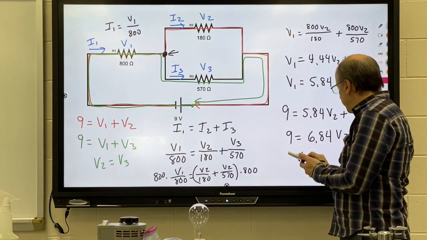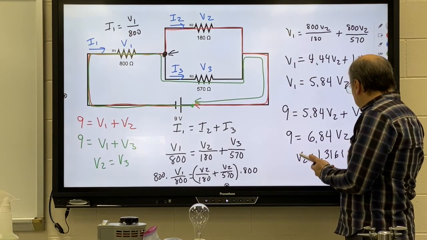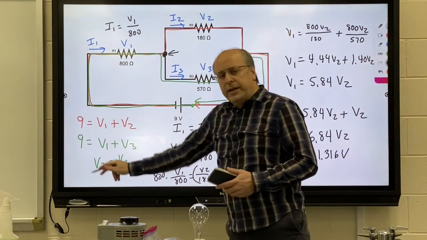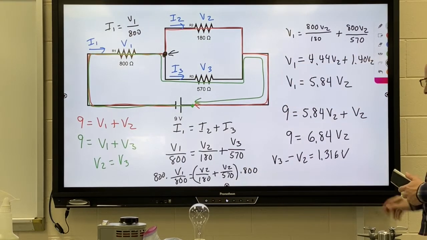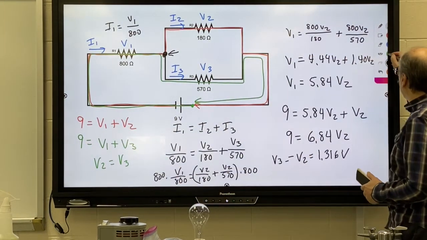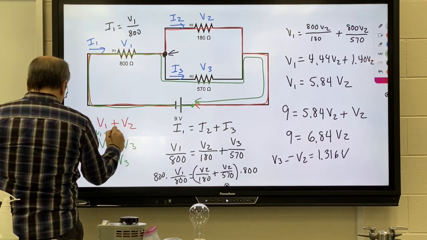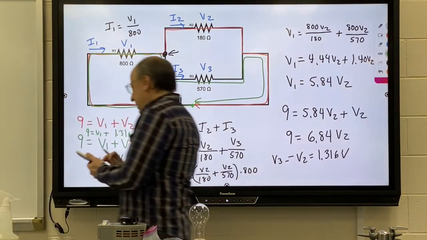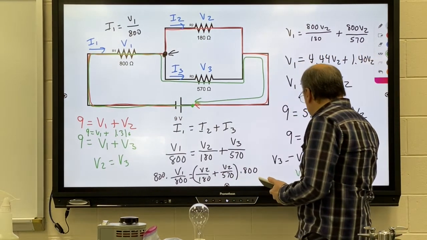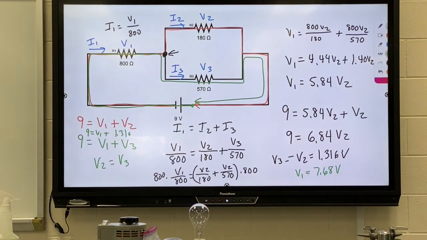And I get a voltage of 1.316 volts. We know that V3 is also the same voltage. V2 equals V3. And now we can plug this 1.316 back into either of these equations. Okay, so I'll switch back to green and say 9 equals V1 plus 1.316. I could then solve, and I get V1 as 7.68 volts.